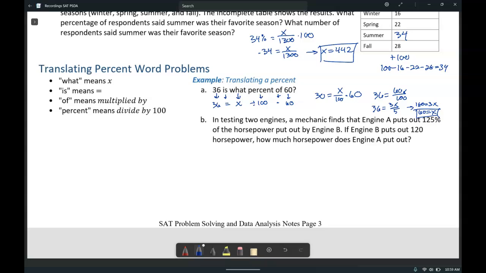In testing 2 engines, the mechanic finds that engine A puts out 125% of the horsepower of engine B, and engine B puts out 120 horsepower. How much horsepower does engine A put out?